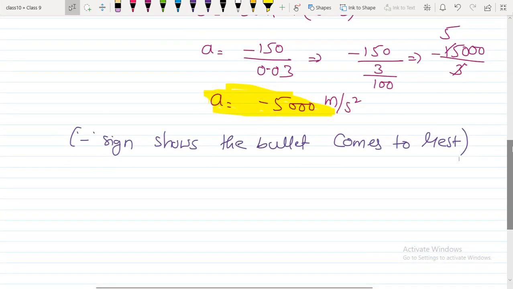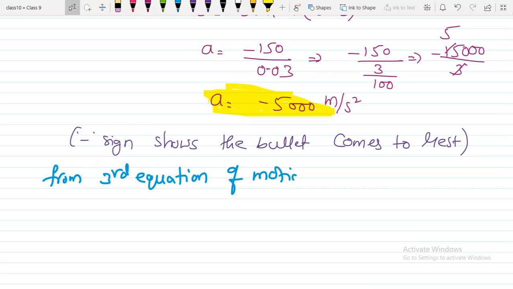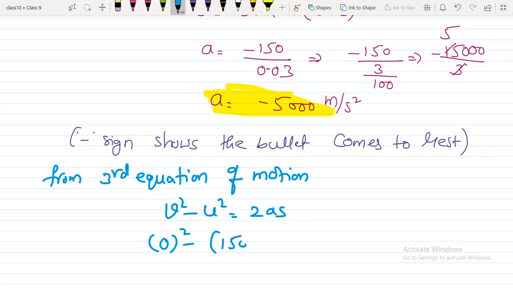So here we calculate the distance of penetration of the bullet into the block. To calculate the distance, we will use the third equation of motion, v square minus u square equal to 2as. In this one I need to find s. So final velocity 0 square minus initial velocity, that is 150 whole square, equals 2 times acceleration, minus 5,000, times s.